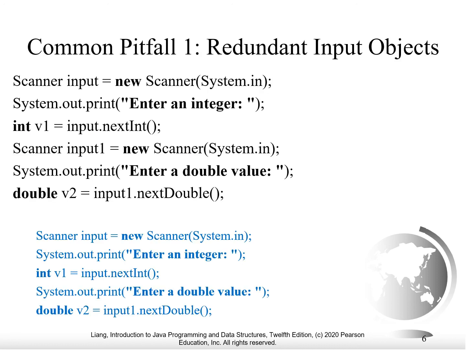One common pitfall is that of coding redundant input objects, or Scanner objects. This will not result in an error, but is poor coding, as it is unnecessarily creating two input objects, which may lead to subtle errors later in our program. It is not necessary to create a new Scanner every time we need to input something from the user. A single Scanner will suffice.